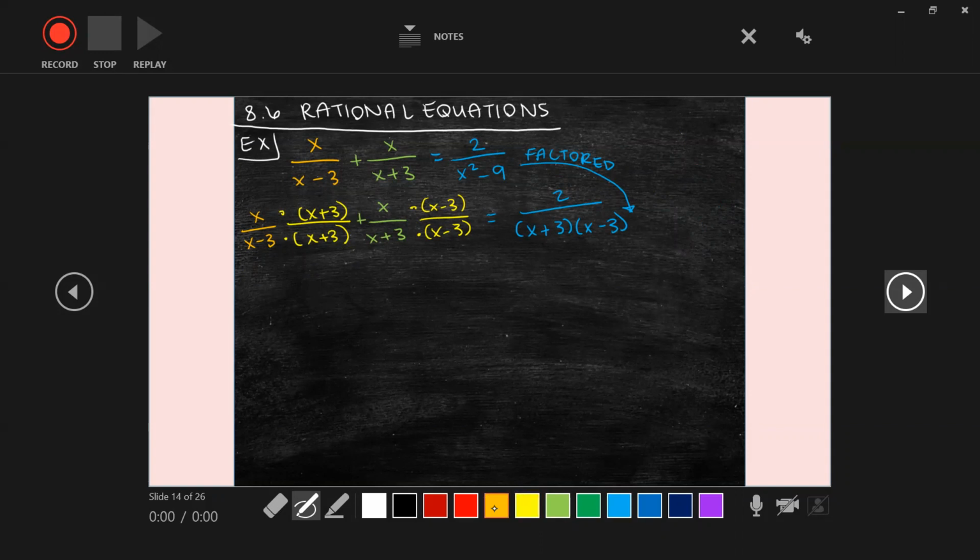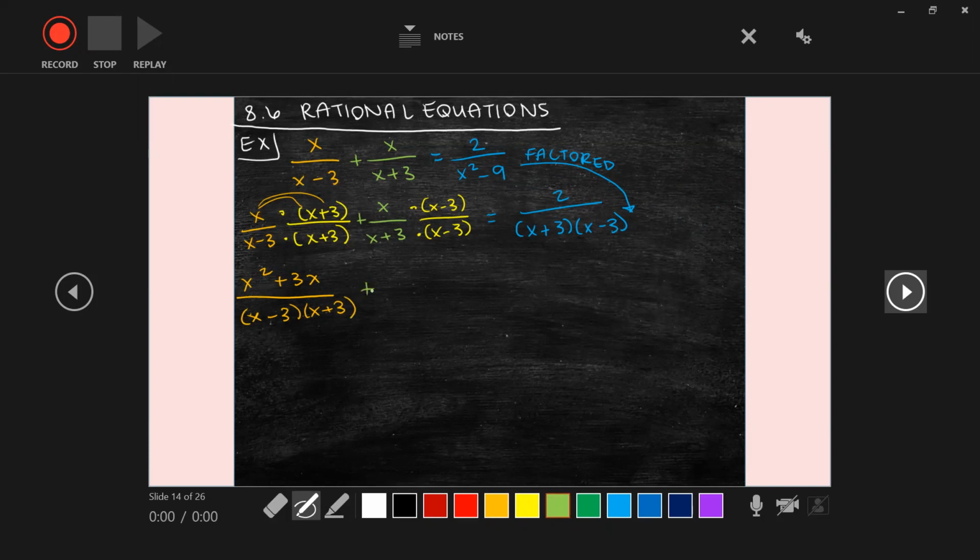So let's go to the orange. If I distribute that x out to that x plus 3, what am I going to have in the orange numerator, Jesse? So the x squared. Very good. X squared plus 3x. And that's all still going to be over x minus 3, x plus 3.